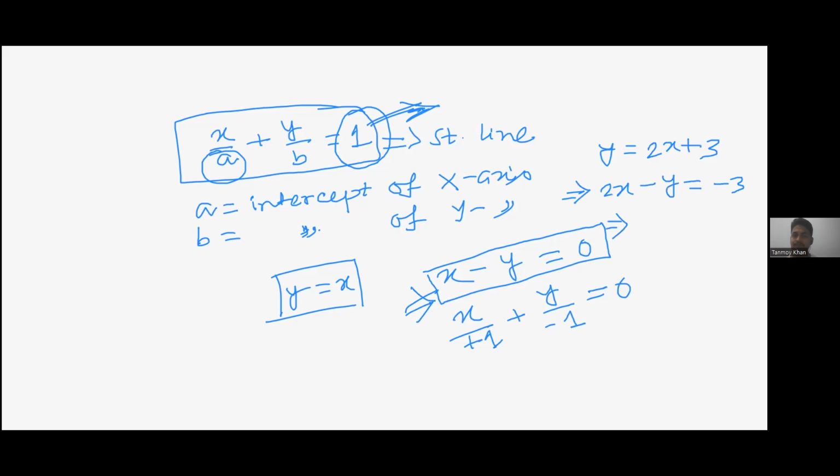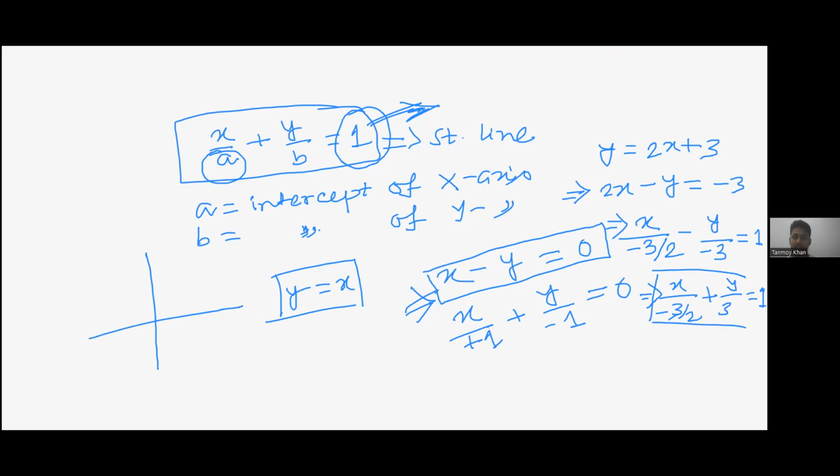If you divide this with minus 3, because you need to make this 1, then x by minus 3 by 2 will be minus y by minus 3, is equal to 1. So that means x by minus 3 by 2 plus y by 3 is equal to 1. This will be the final form.